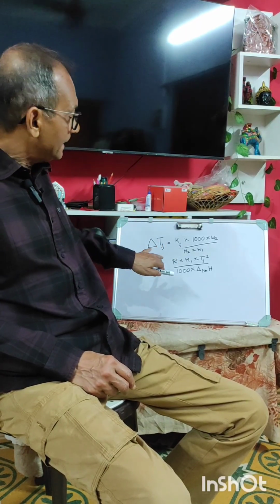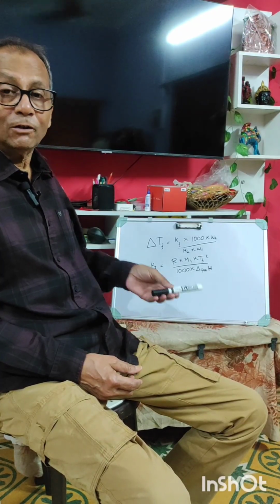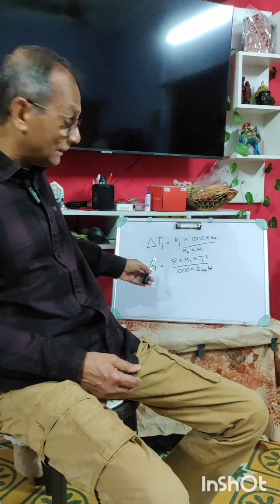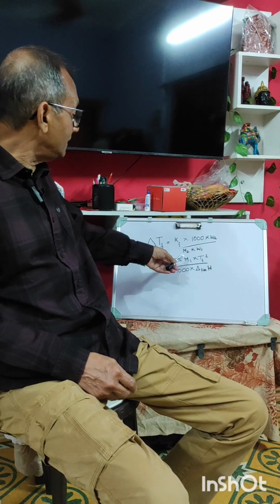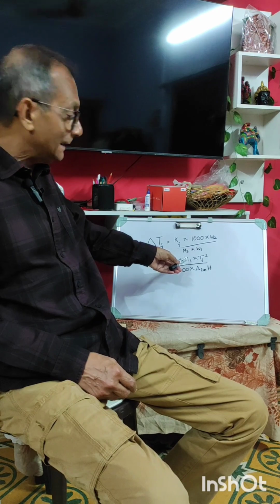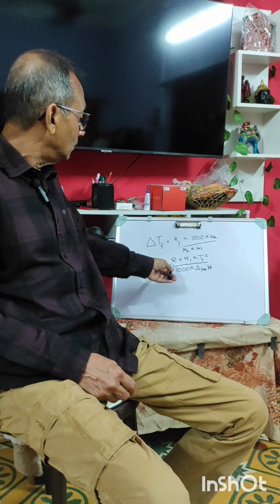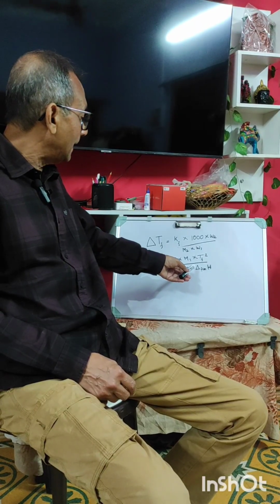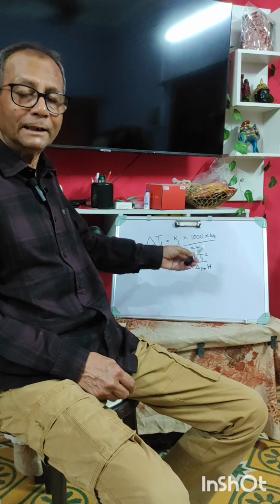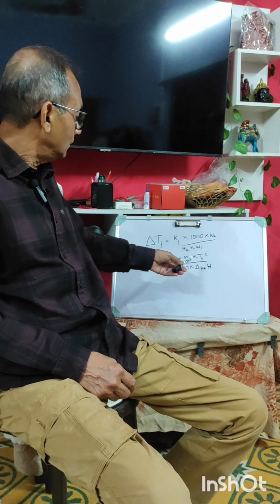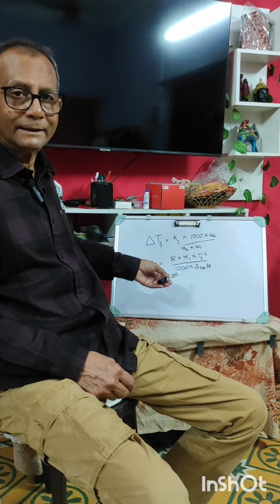What is Kf? Kf is called the cryoscopic constant, and the value of the cryoscopic constant Kf is equal to the universal gas constant R into M1 into Tf square, where Tf is the normal freezing point of the solvent, divided by 1000 into delta H fusion, the heat of fusion. So these are the relations for Kf and the related factors.